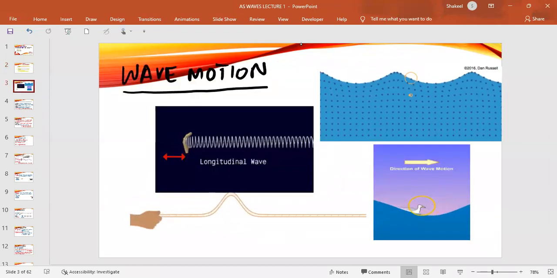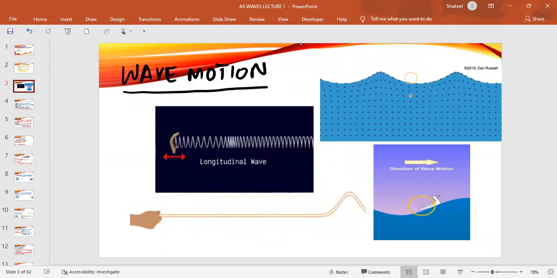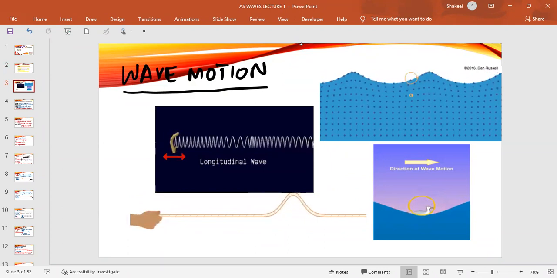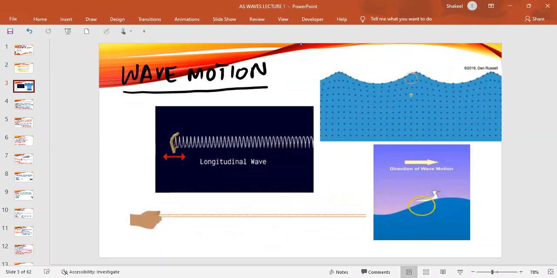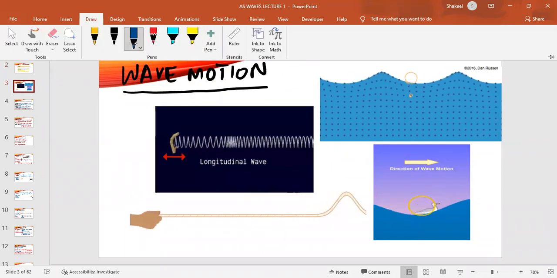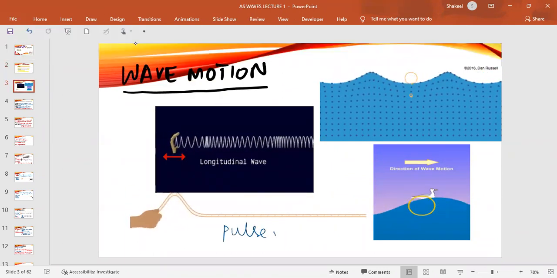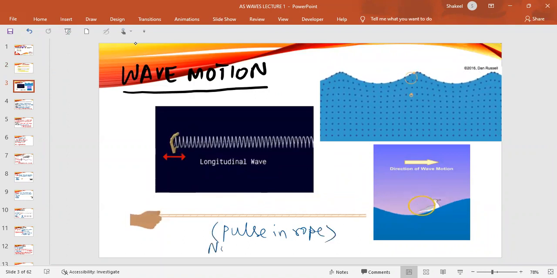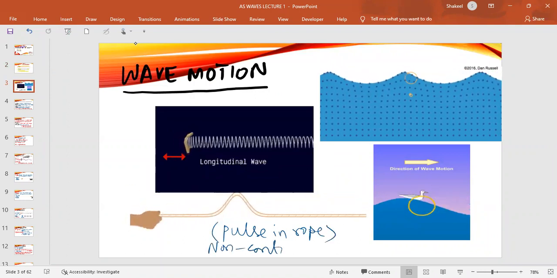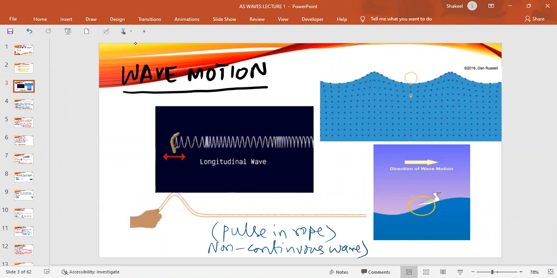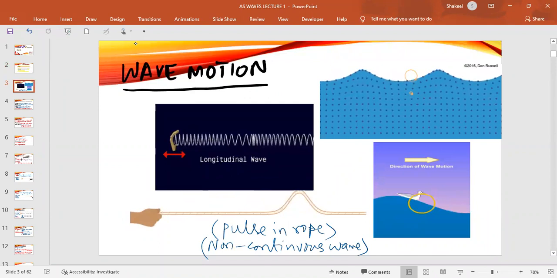So what is wave motion? Wave motion is simply the transfer of energy. There are like 3 or 4 diagrams in it. The one with the hand and the rope is known as a pulse. So this is one pulse, a pulse in a rope. And what is a pulse? A pulse is a non-continuous wave. It is a type of wave, but it is non-continuous. It can be either a crest or a trough.